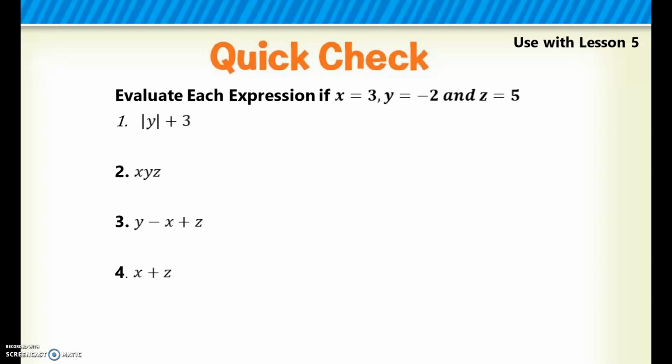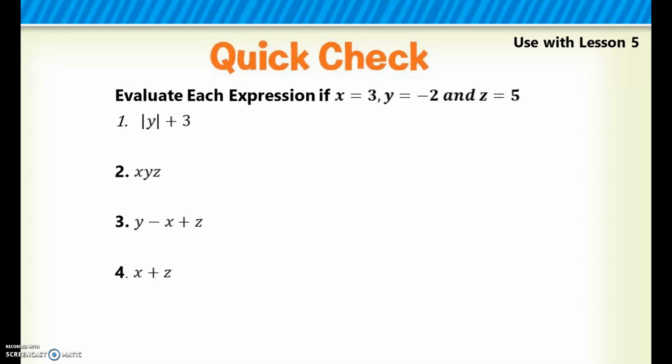Good morning, everyone. Today we are still continuing with Chapter 2. We are going to be doing kind of a review. So everything that we've learned in Chapter 2, you're going to cover today. So we're going to start with just our quick check, as we always do.